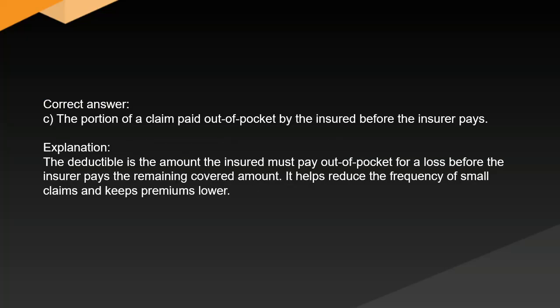Correct answer: C. The portion of a claim paid out of pocket by the insured before the insurer pays. Explanation: The deductible is the amount the insured must pay out of pocket for a loss before the insurer pays the remaining covered amount. It helps reduce the frequency of small claims and keeps premiums lower.